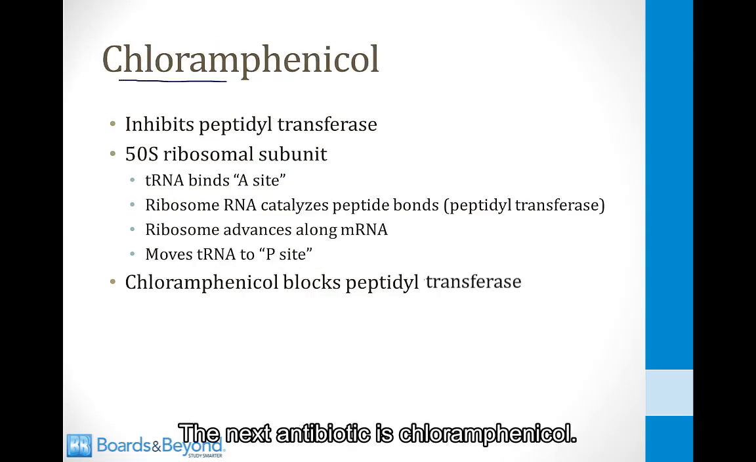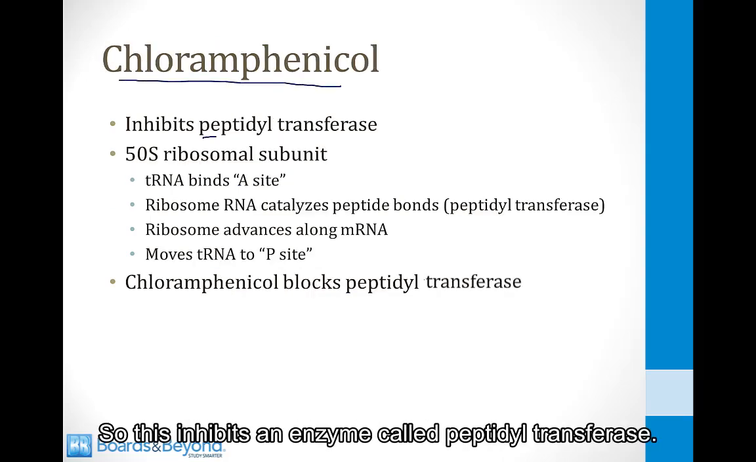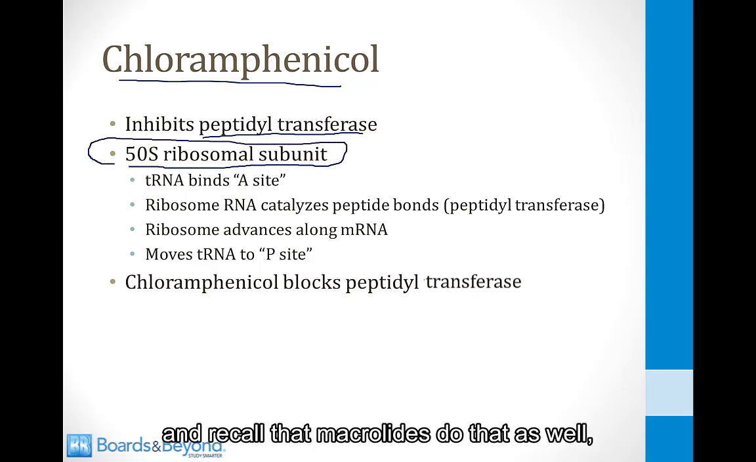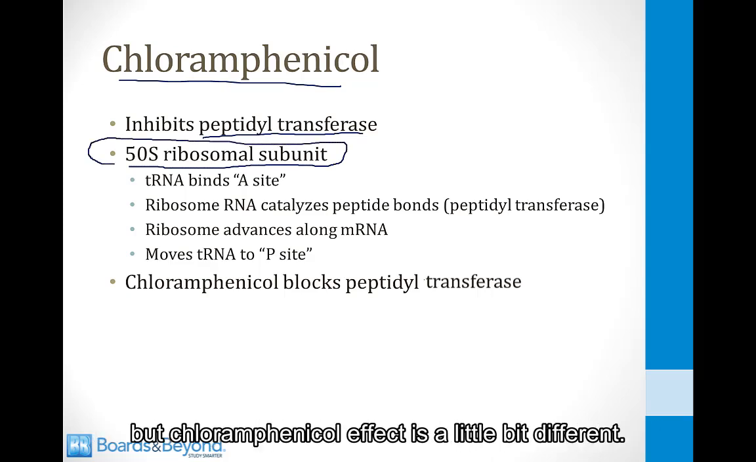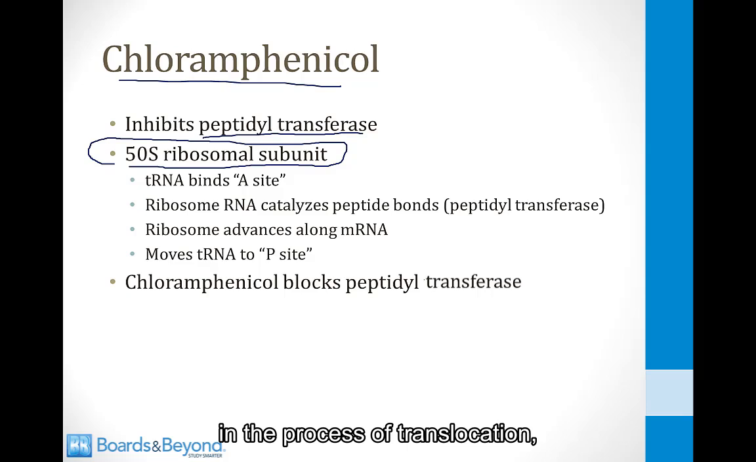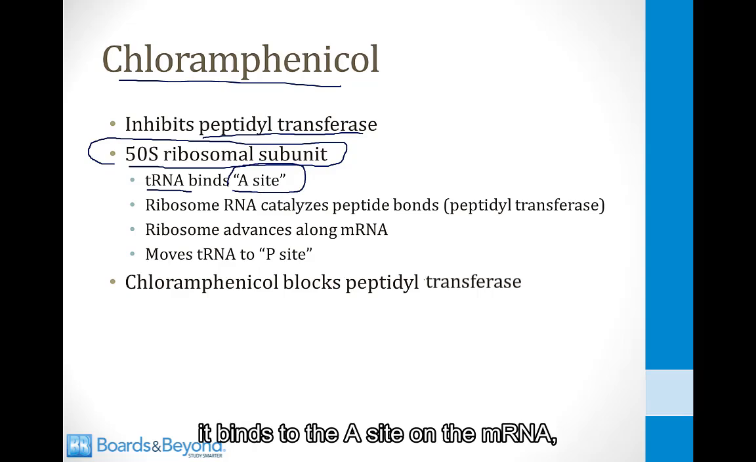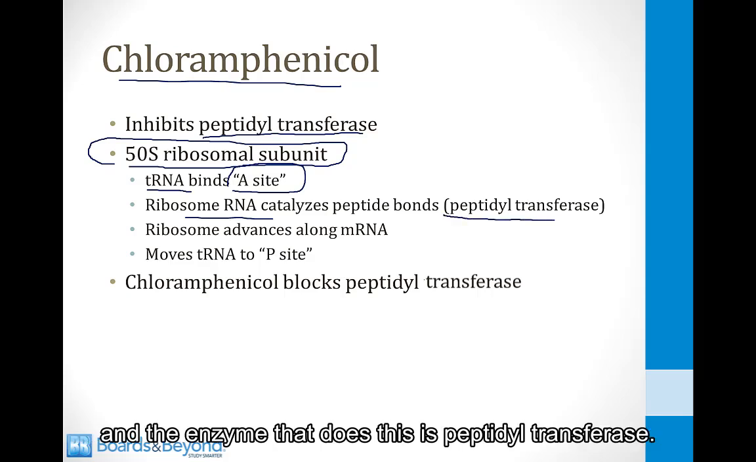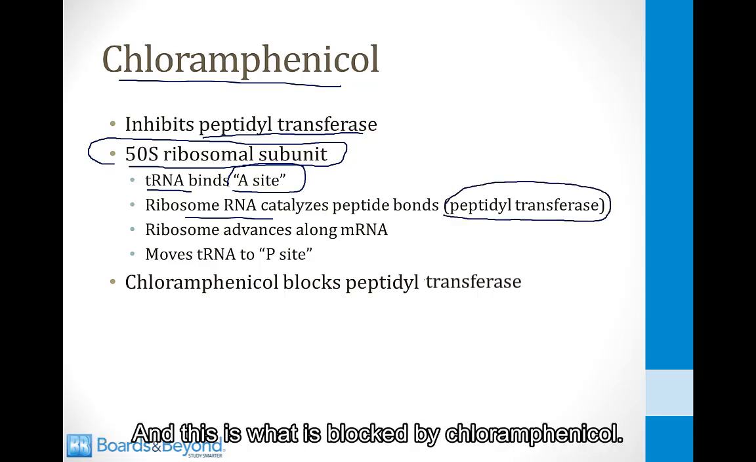The next antibiotic is chloramphenicol, so this inhibits an enzyme called peptidyltransferase. So chloramphenicol binds to the 50S ribosomal subunit, and recall that macrolides do that as well, but chloramphenicol's effect is a little bit different. So just to review what I said a few slides ago, in the process of translocation, tRNA brings in an amino acid. It binds to the A site on the mRNA. Ribosomal RNA then catalyzes the formation of peptide bonds, and the enzyme that does this is peptidyltransferase. And this is what is blocked by chloramphenicol.